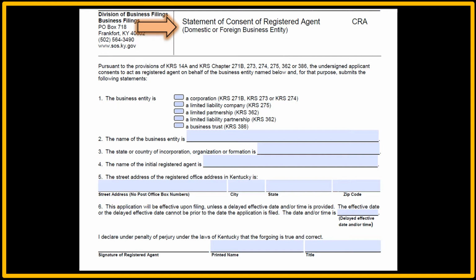So if you're drafting up your own Articles of Incorporation, here's the form. If you're using the Kentucky Articles of Incorporation form, at the bottom there is a place for the registered agent to consent and sign. But if you are drafting up your own Articles of Incorporation, you have to make sure to have another form where the registered agent consents to act as the registered agent.